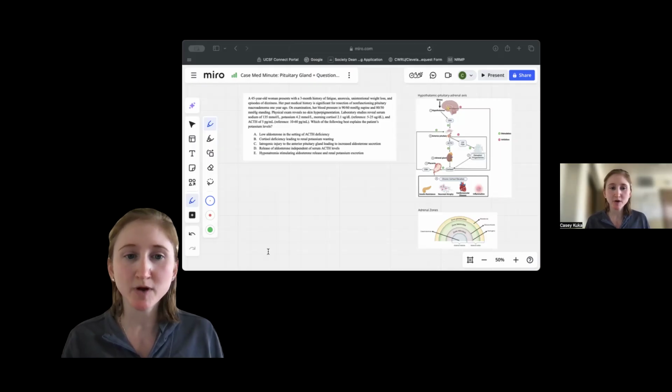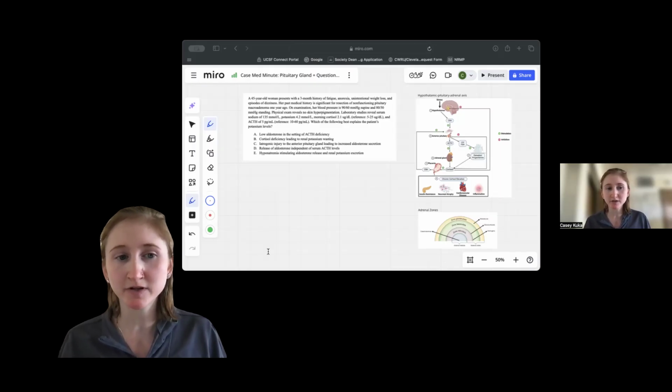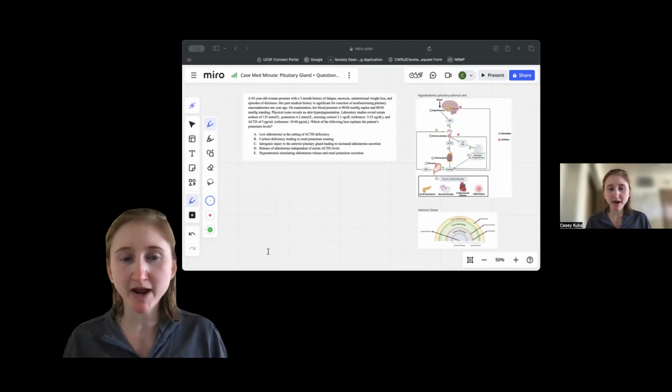Since this patient has no hyperpigmentation, this tells us her ACTH is not elevated, so this is unlikely to be a primary adrenal insufficiency. We are also given that she has a history of a pituitary macroadenoma resection, which should make us suspicious of possible iatrogenic injury to the anterior pituitary. Now let's interpret her lab values. Her sodium and potassium are normal, and her ACTH and cortisol are low.